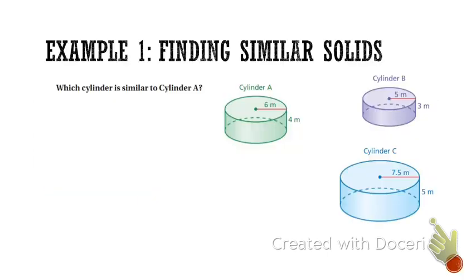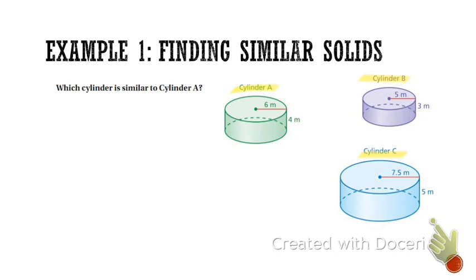In example 1, we're finding similar solids, and you're going to notice a similar topic that I keep bringing up: we have to put this information into ratios. We see 3 cylinders here, A, B, and C. We need to put these into ratios so we can compare them. The value of the ratio will tell us which one is similar. So here we go.